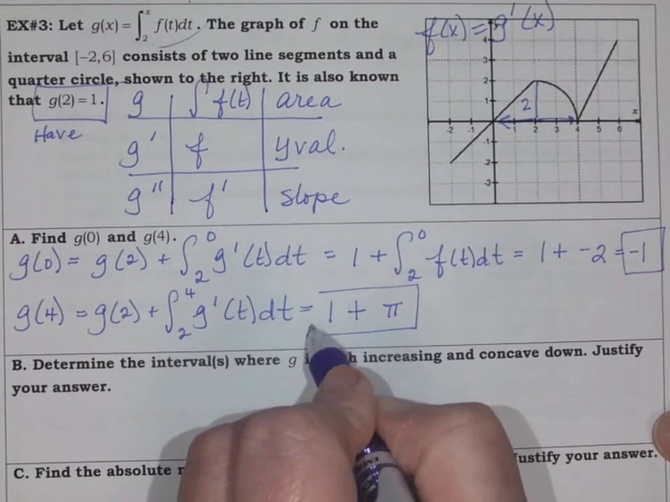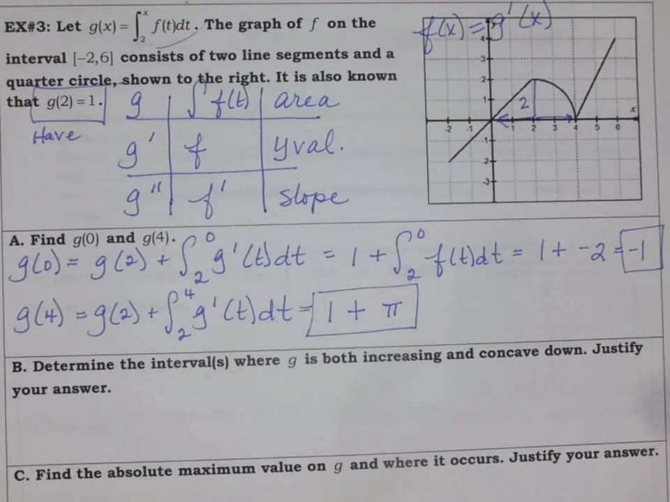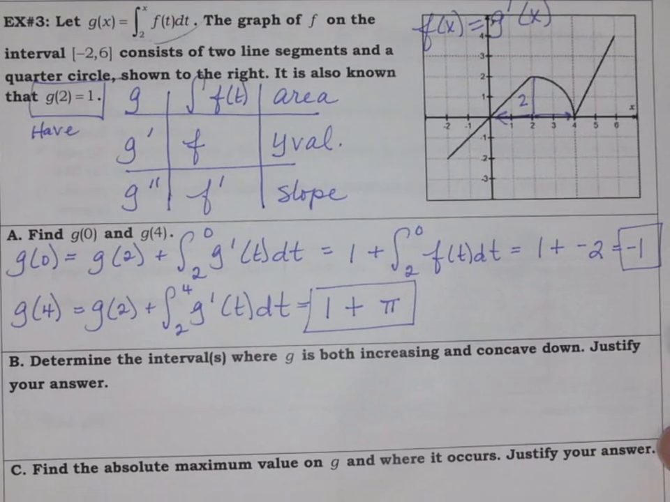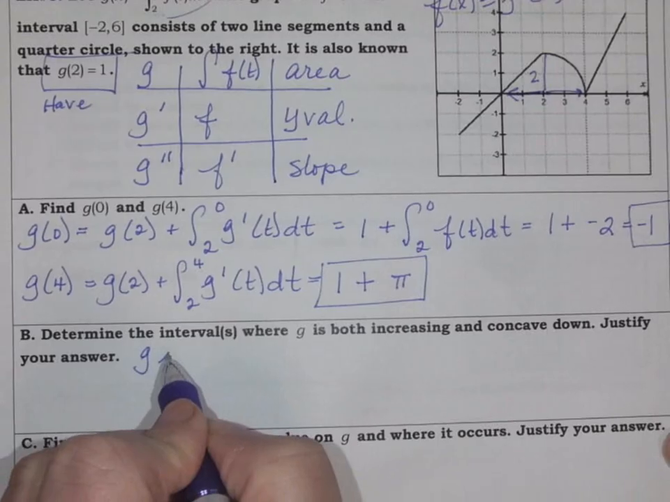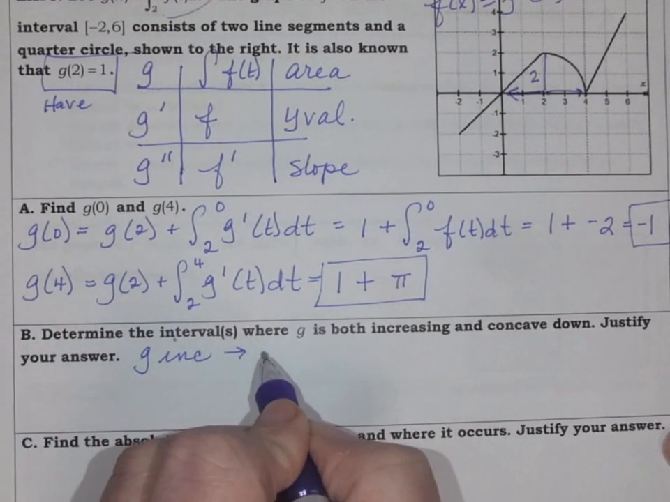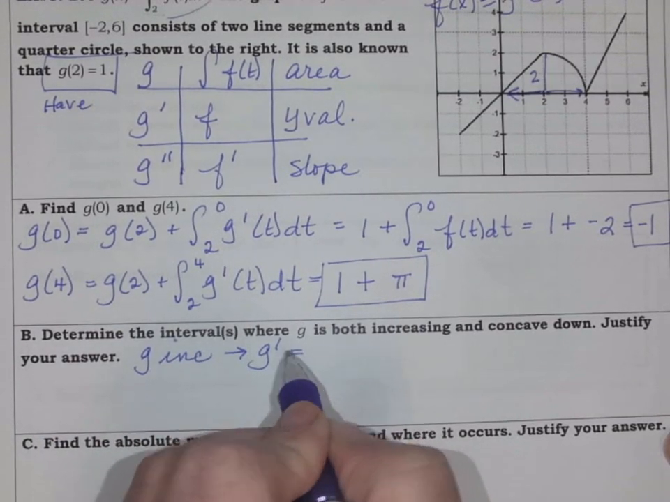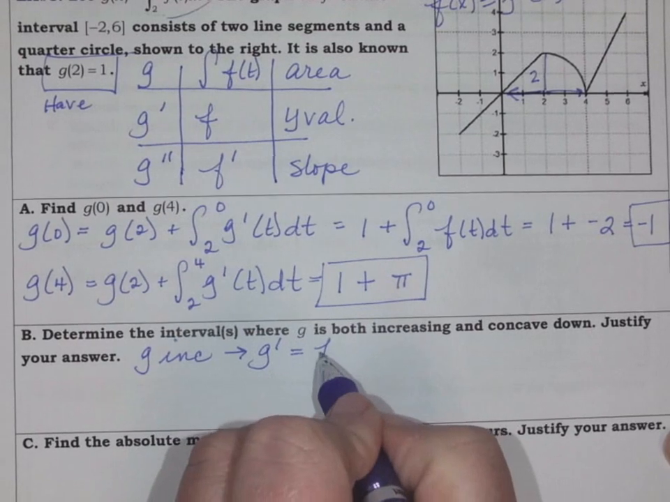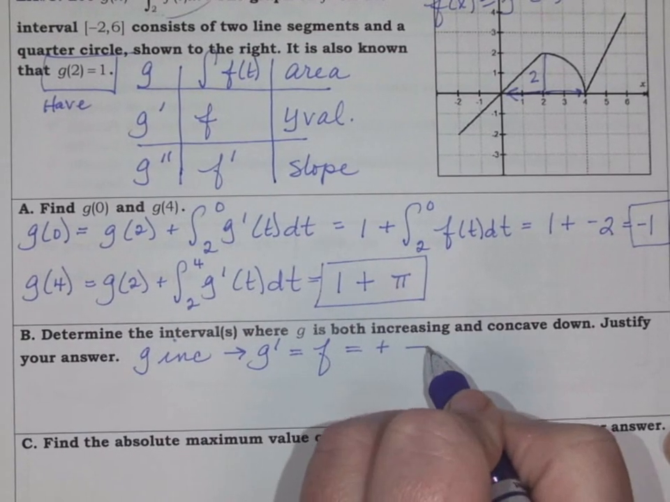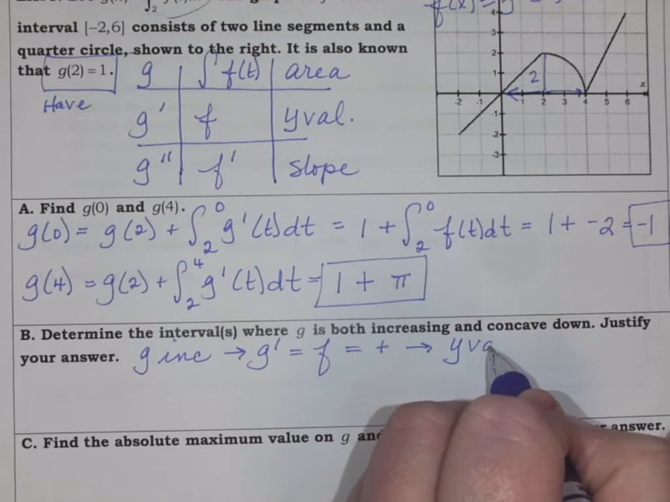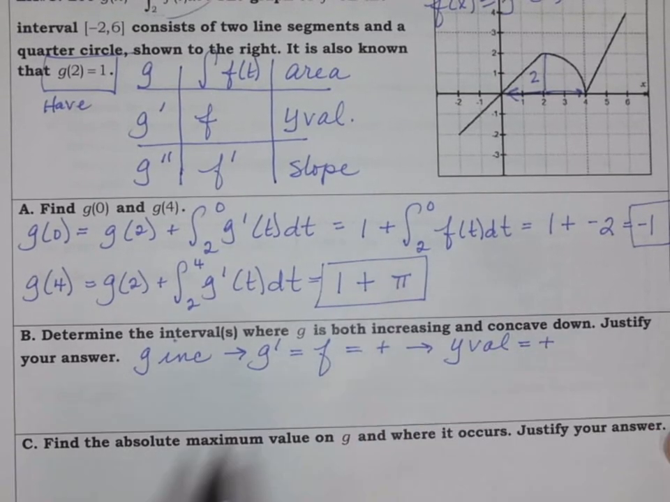So our answer would be 1 plus pi. All right, determine the intervals where g is both increasing and concave down. So let's put this together. We know g is increasing when g prime, which is the same thing as f, is equal to a positive value, which means we're looking for our y values to be positive.